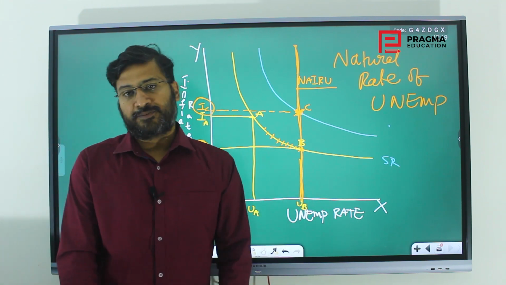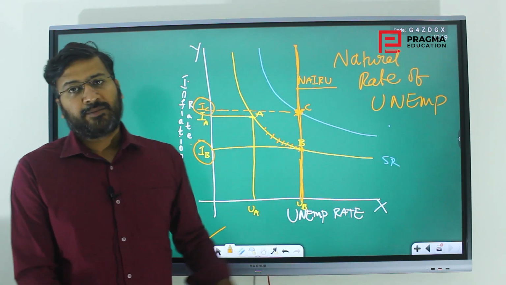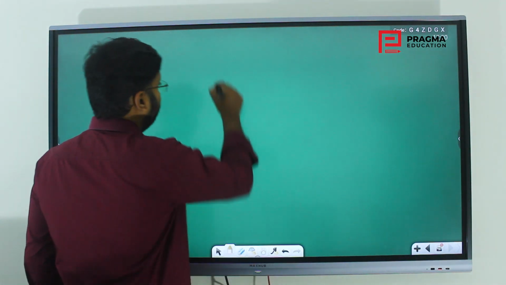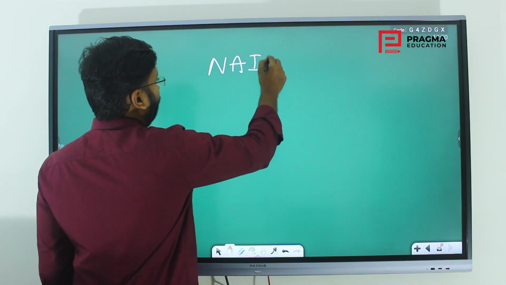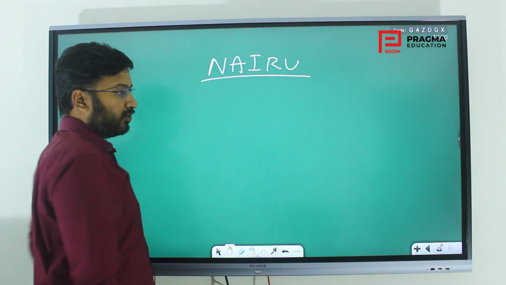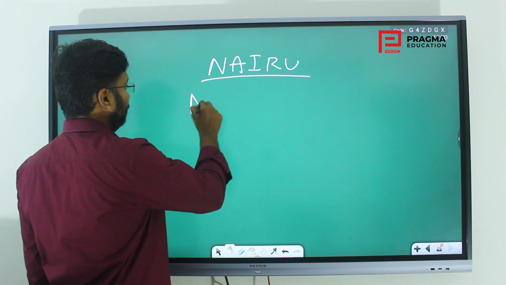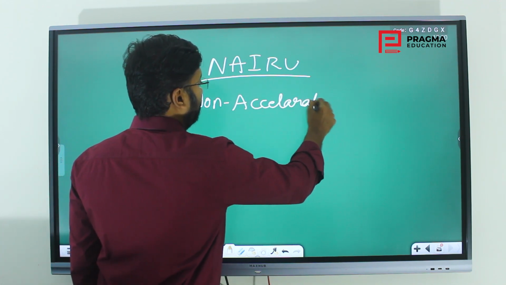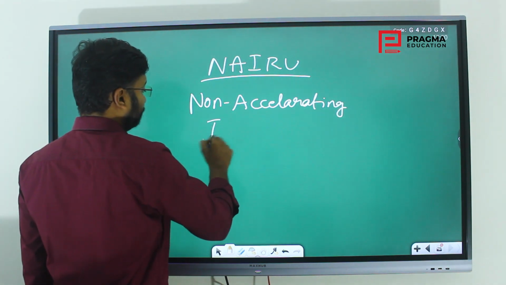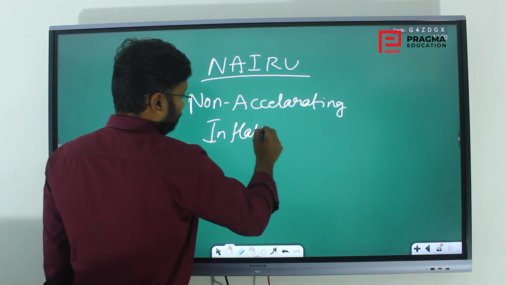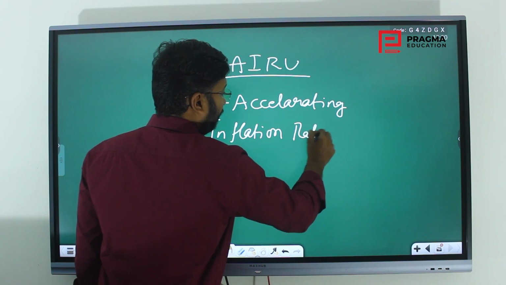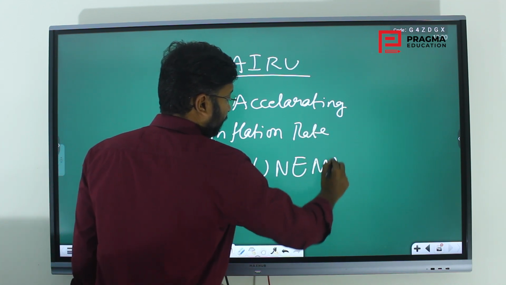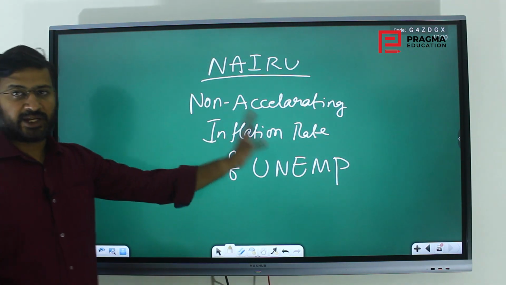So this is the Phillips curve. So NAIRU is the limitation. Let us look into the concept of NAIRU and how you define it. So if there is a question on the Phillips curve, it's on NAIRU only. Non-accelerating inflation rate of unemployment. This is the abbreviation of NAIRU.